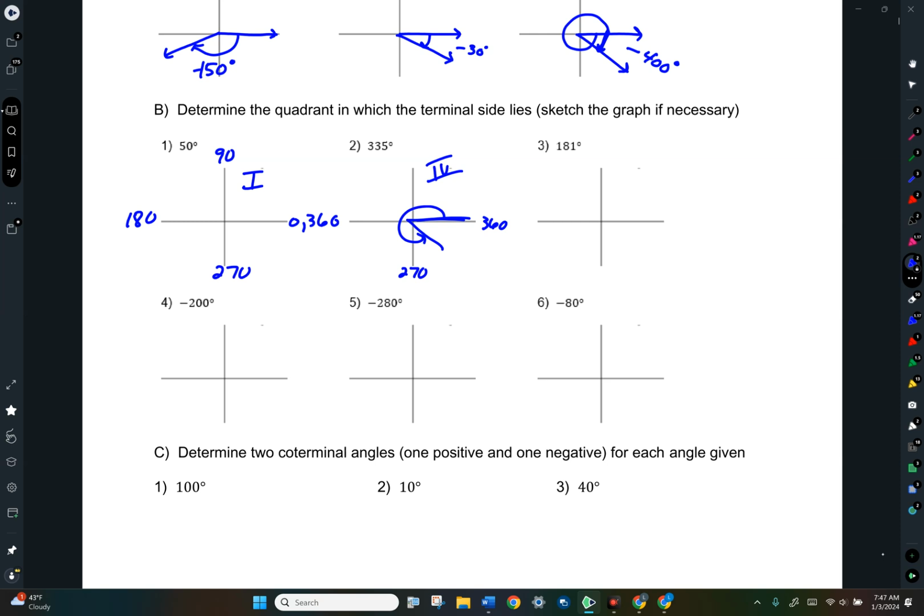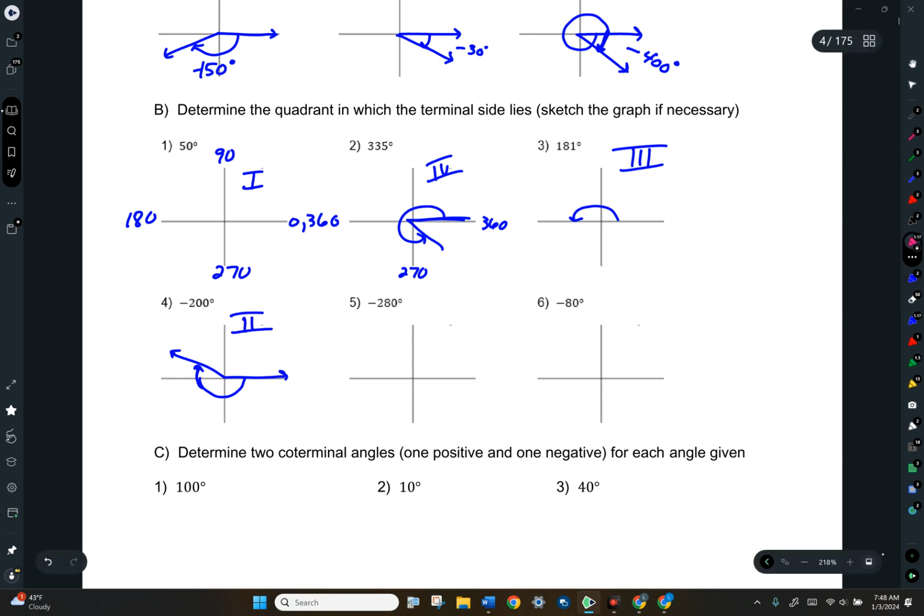What about 181? Well, it's going to go just past the 180, so it's going to land in the third quadrant. Negative 200, okay, let's kind of draw it out. So here we are at negative 180, and if I need to go another 20, aren't I going to land right up there in the second quadrant? So even though it spans across 3 quadrants, that still is labeled as the second quadrant.